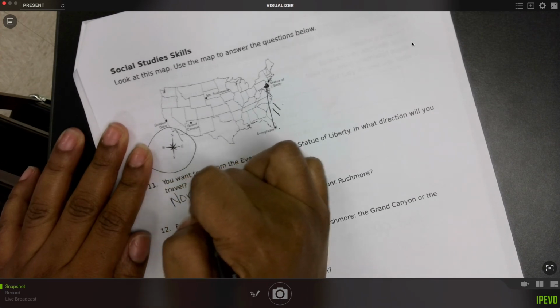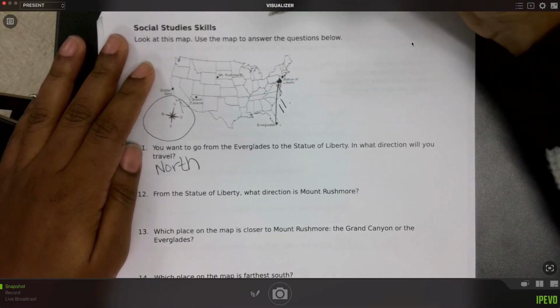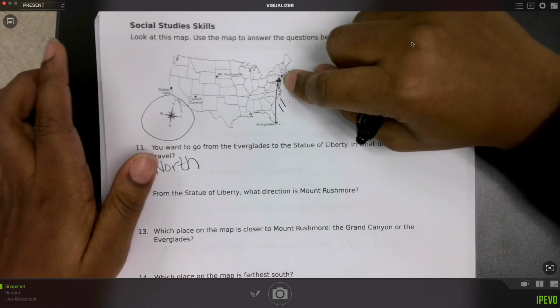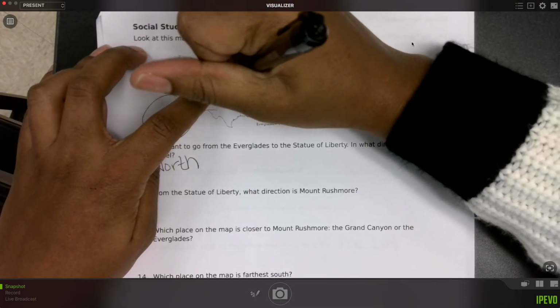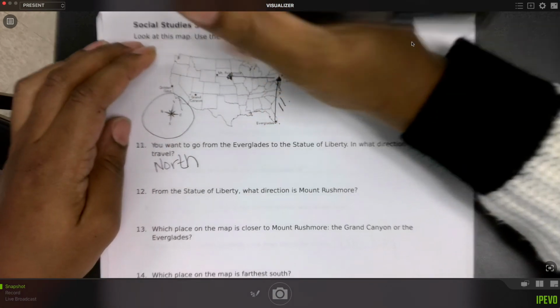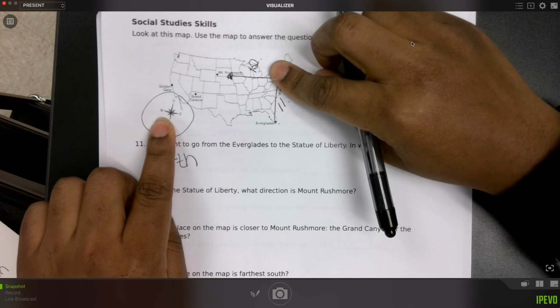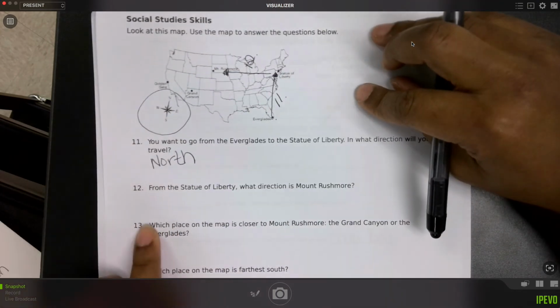12 through 14, you guys will figure out on your own. I'll just read them. From the Statue of Liberty, what direction is Mount Rushmore? So we know the Statue of Liberty is here. Mount Rushmore is here. We will be going this way. I'm going to write a number 12 by so you guys know. And if you go in this direction, what letter do you come to? This way is this direction.